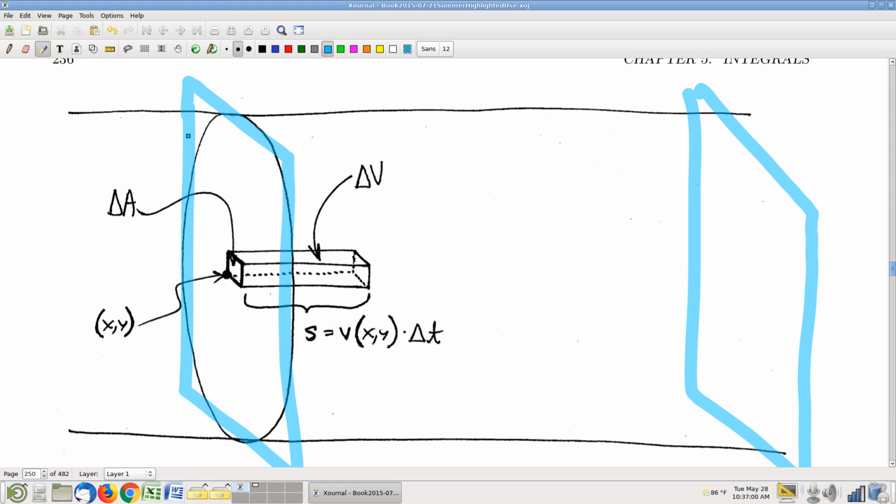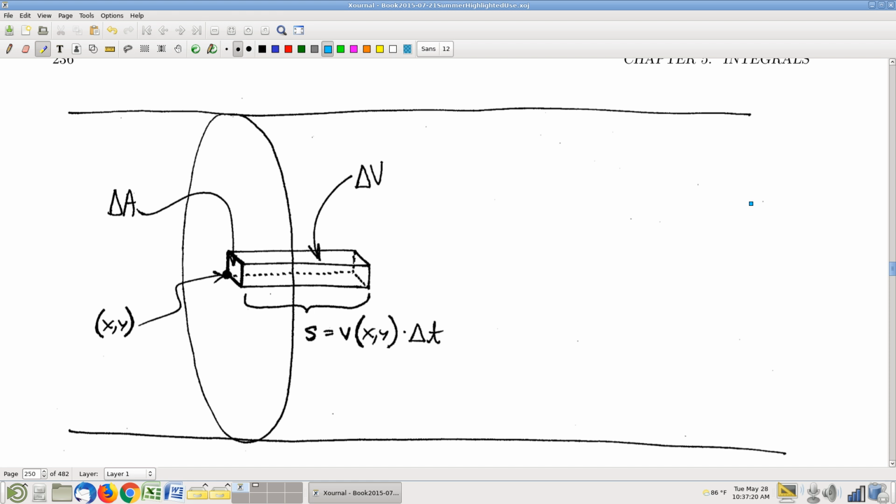Over here at the end of the pipe, I want to know volume per unit time. How much water is gushing out of the end of this pipe? So throughput, flow rate, total flow rate. And that's in units of volume per unit time. Everybody on board? Okay.